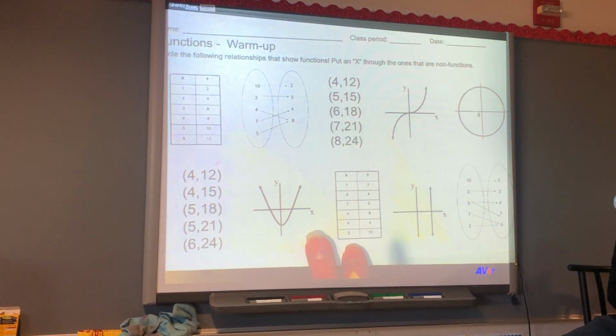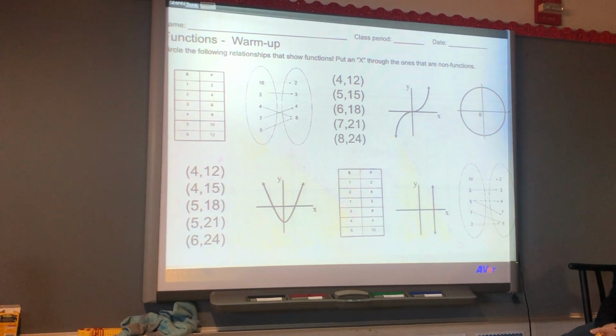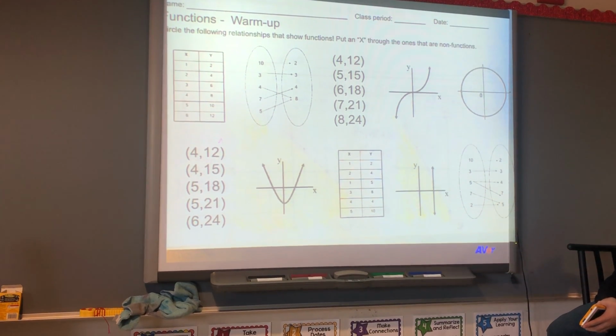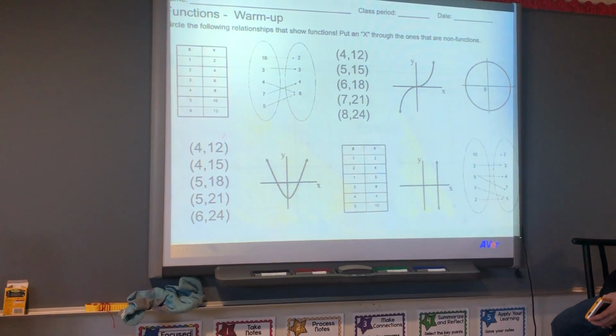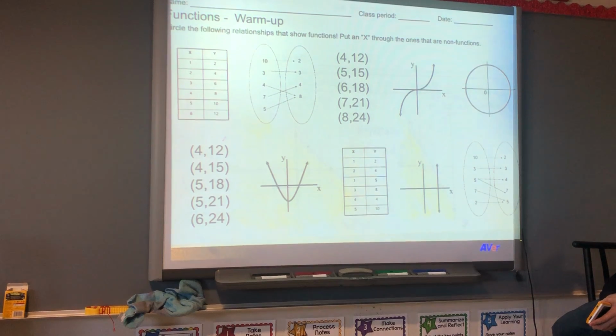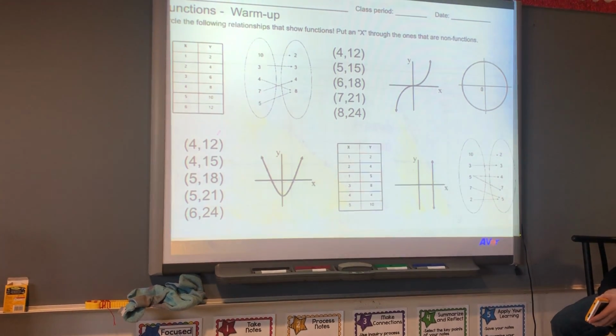And as a quick review, we're going to talk about functions really quick. We're going to circle all the ones that are functions and X out the ones that are not functions. Can you guys help me out figuring out which ones these are? How do you know if a table is a function or not? The vertical line test does work, but we're going to use those on the graphs. If X doesn't repeat, it's a function.